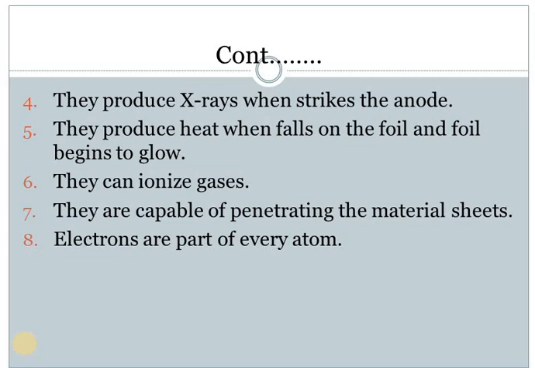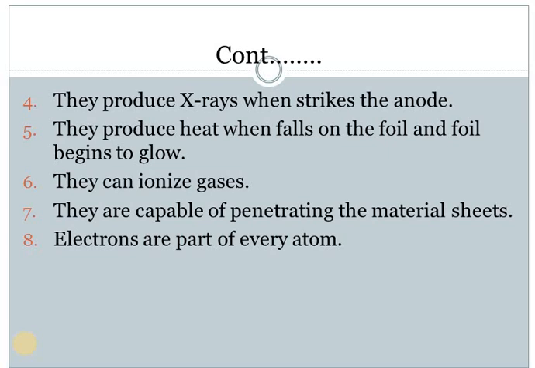Fifth point is that they produce heat when they fall on the foil and the foil begins to glow. How can heat be produced? When something has certain friction or it has a high temperature. Definitely we are not providing it temperature, we are just bombarding the foil with electrons or the cathode rays, so heat is produced. In return, the foil will glow with the color of the material the foil is made of.